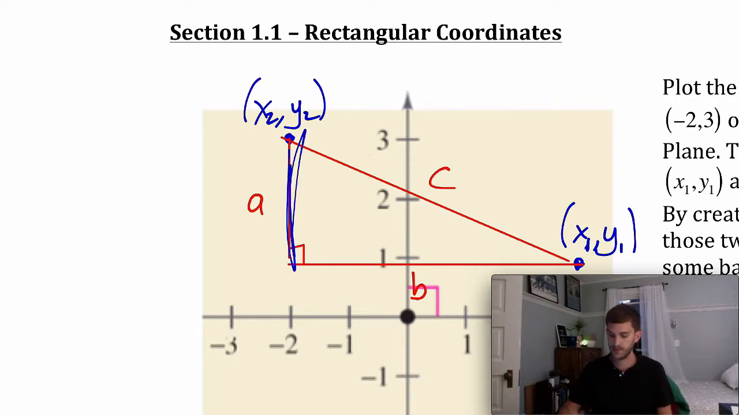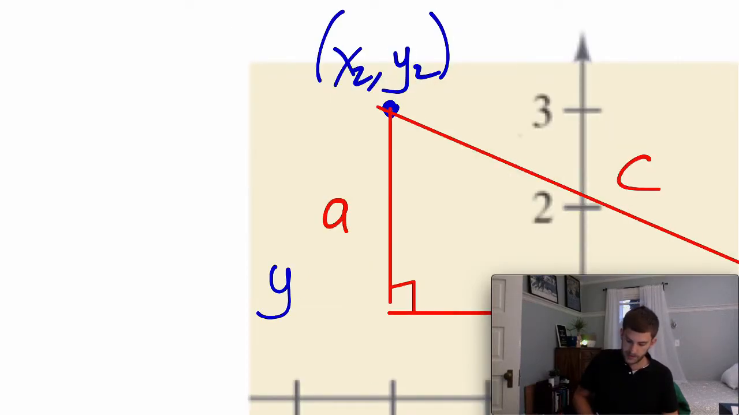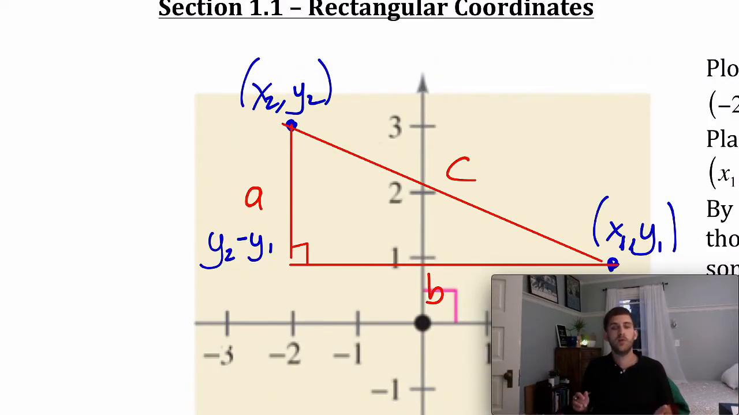Now, looking at this, because we know the specific coordinates, we can see it's 2, because it goes up from 1 to 3. But how else could we do that? One way is by taking y2 minus y1. In this case, y2 minus y1 would be 3 minus 1, giving us 2. But technically, you could flip it around and do y1 minus y2. But just in case things get crazy, let's put it in the absolute value.